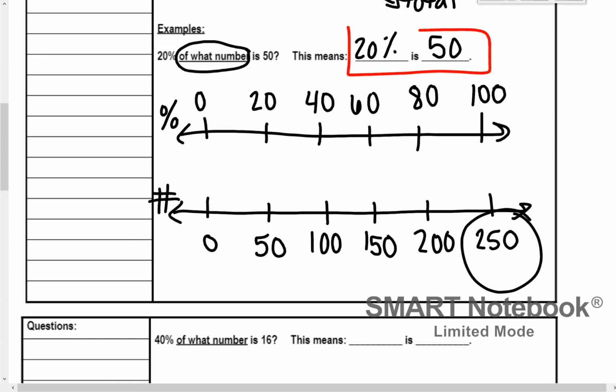Okay. Biggest thing to do is to be able to pull out this information for where to start. And I always just like to write it. So for these examples and for the first couple on your practice today, you're going to be pulling out that information and actually writing 20% is 50, so that we don't get confused on what information we need.